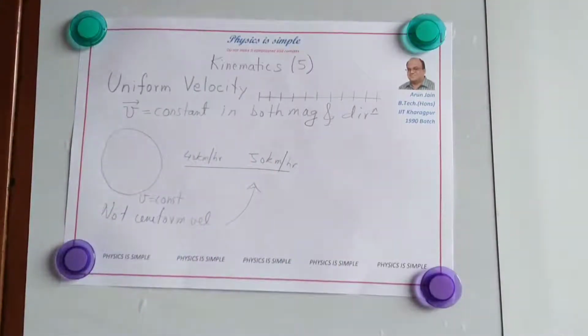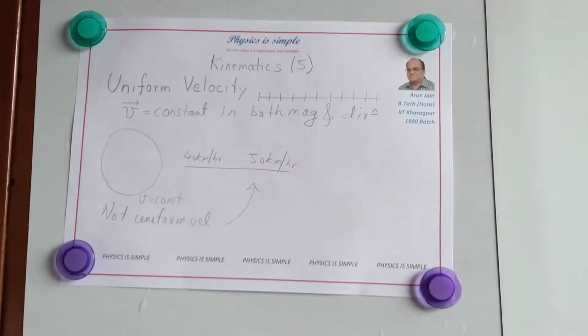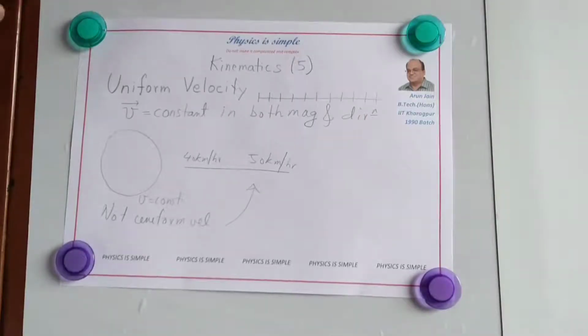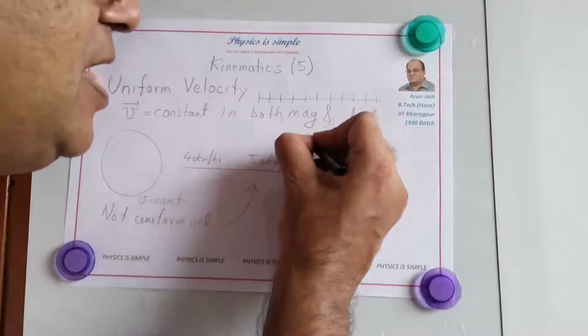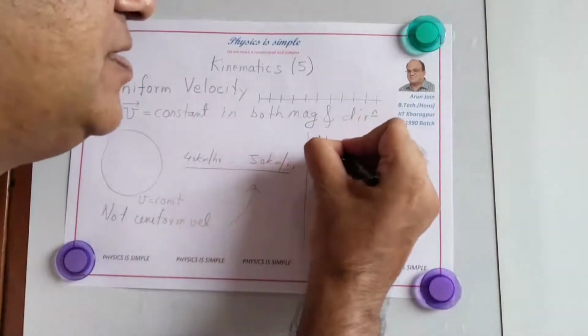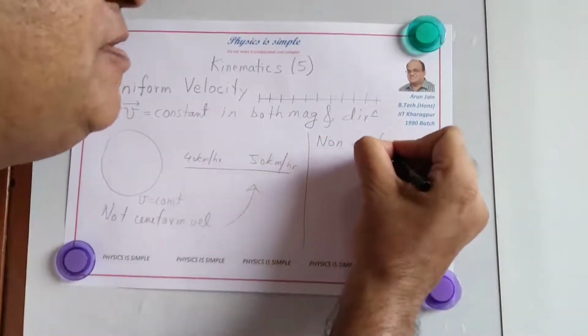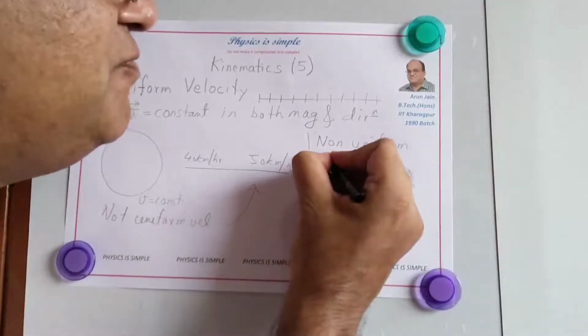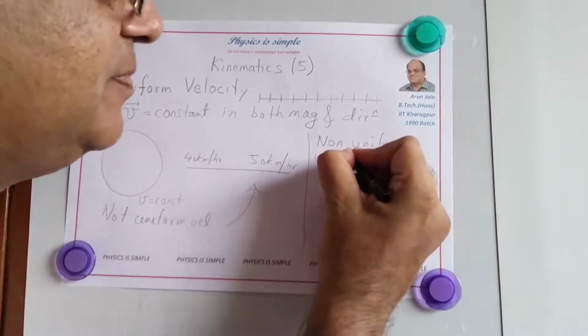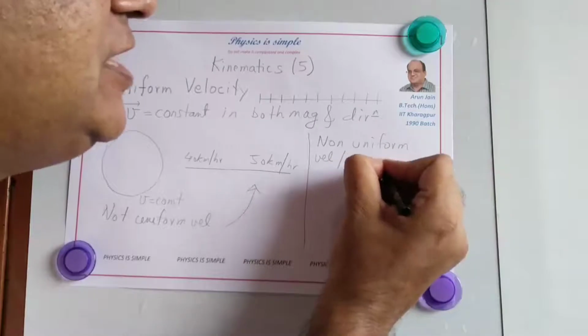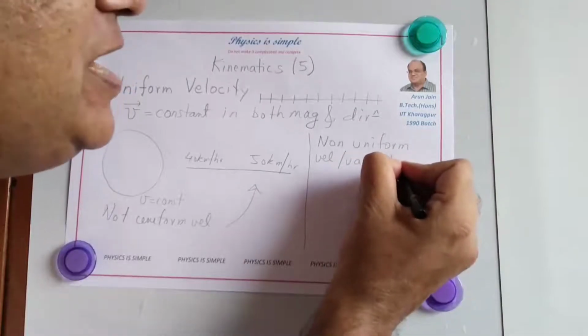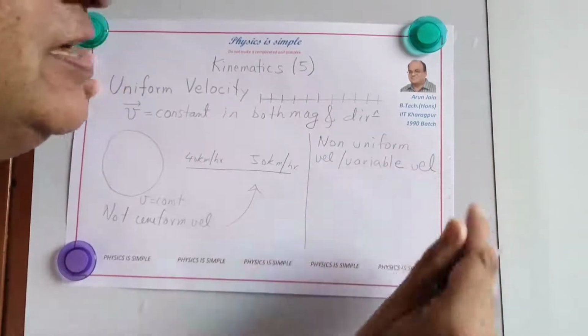The particle has to travel in a fixed direction and cover equal distances in equal intervals of time. However small these intervals may be, then it is uniform velocity. What is non-uniform velocity? Non-uniform velocity is also known as variable velocity. So velocity is changing. In how many ways velocity can change?